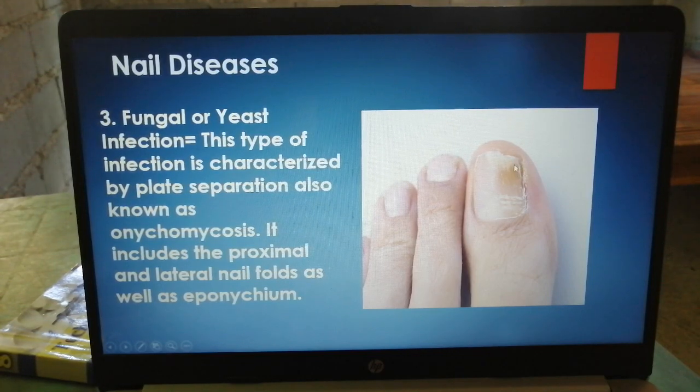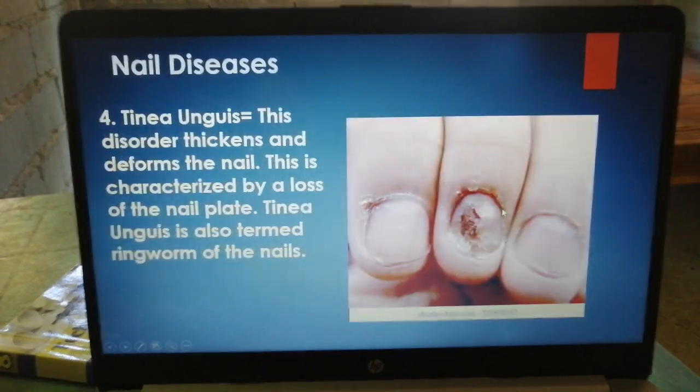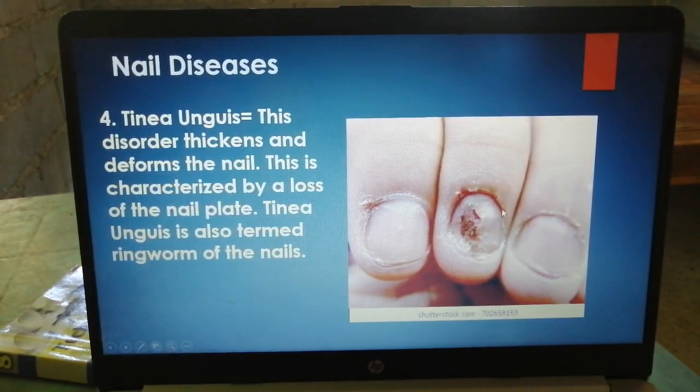Ito, nagsisimula na magka-fungal or yeast infection itong kuko natin pag halimbawa hindi natatanggalan ng maayos ng ingrown, dry skin, ganyan. Then next is tinea unguis. This disorder thickens and deforms the nail. This is characterized by a loss of the nail plate. Tinea unguis is the term for ringworm of the nail.